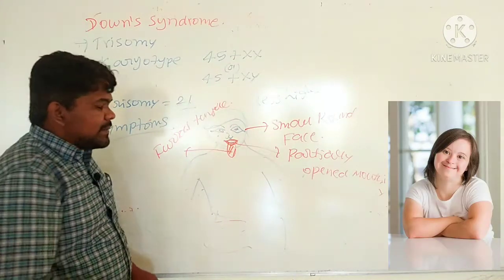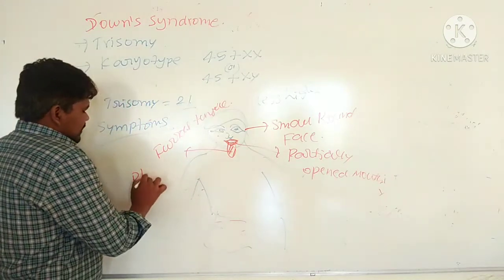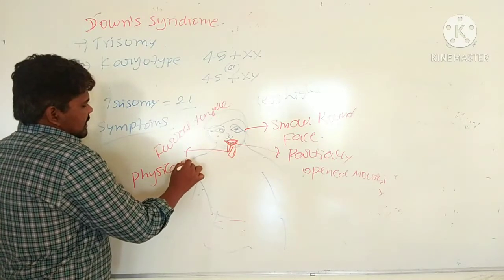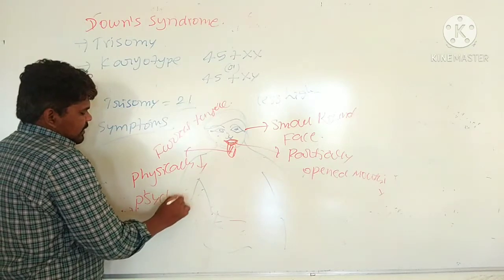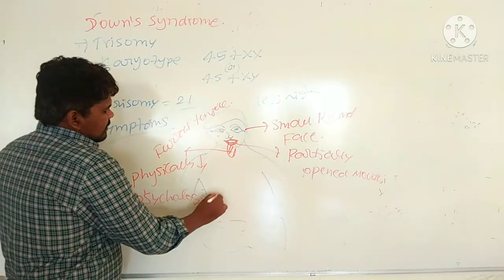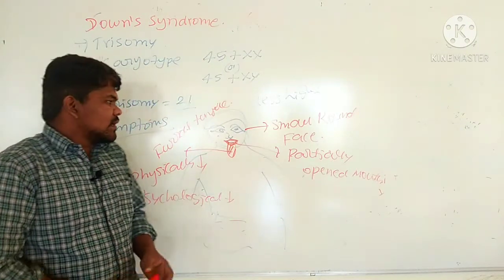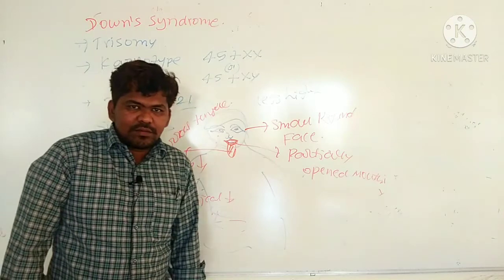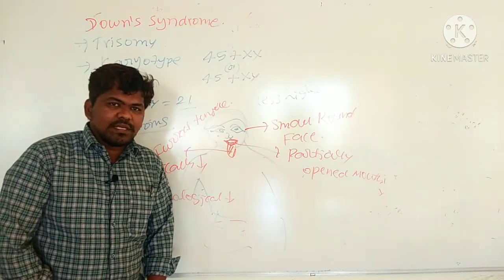Then mentally they are unstable, physically and physiologically. Physically they are less developed and psychologically they are less developed. Those are the characters of Down syndrome. That is all because of one extra 21 chromosome. Thank you. In the next video we will discuss the remaining chromosomal disorders.